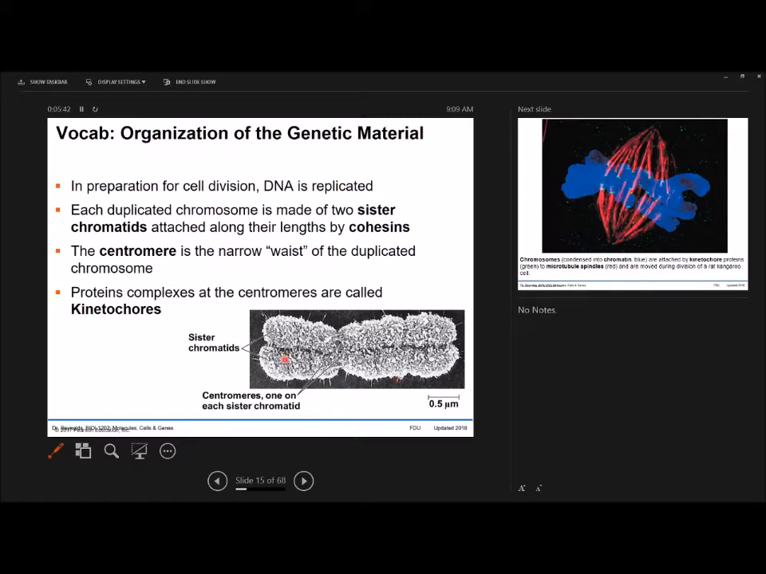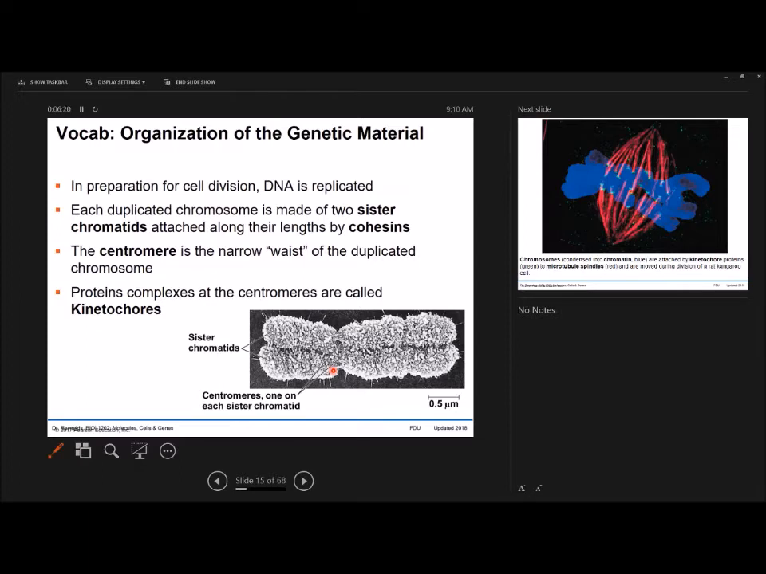show up as these very iconic X structures. We call this waist right here, we call this waist the centromere. Not the centrosome, the centromere, okay? The arms are held together by proteins called cohesins, right? They're cohesive. They hold sister chromatids together, so we call them cohesins, okay?